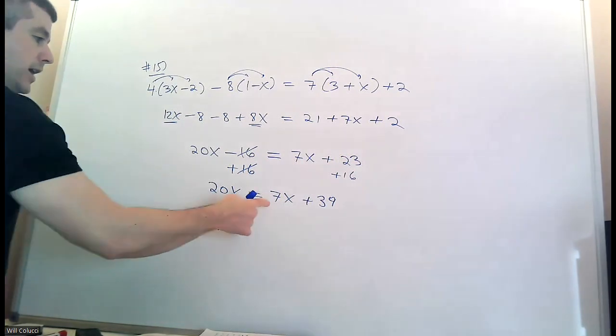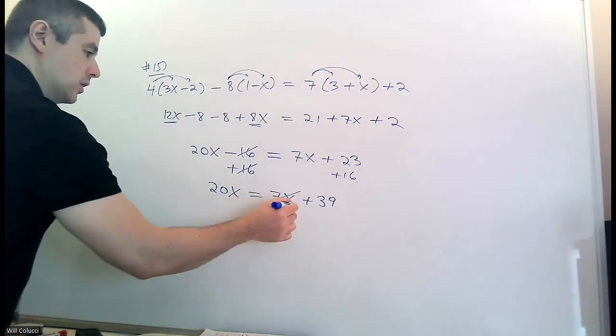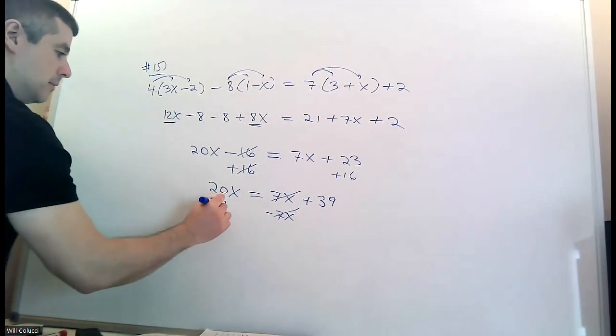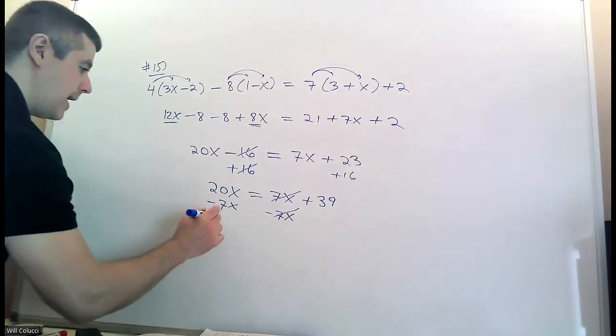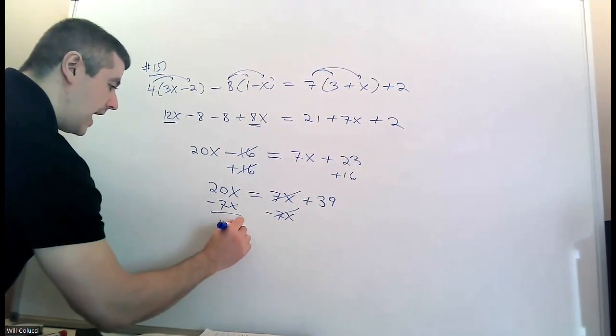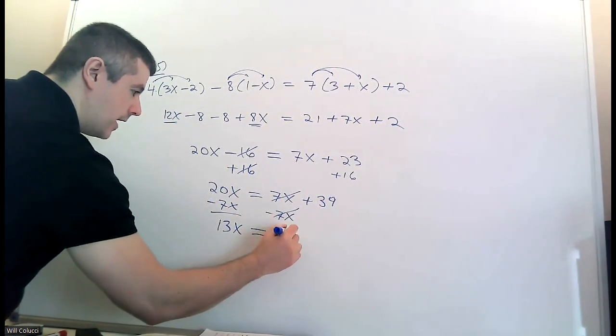Pow. Now I need to cross out a +7, so I'm going to subtract 7, which will eliminate that from the right. But I have to do it to the other side, right? You take away 7, you have to take away 7 to maintain the balance. That gives you 13 x's equal, drop down, 39.